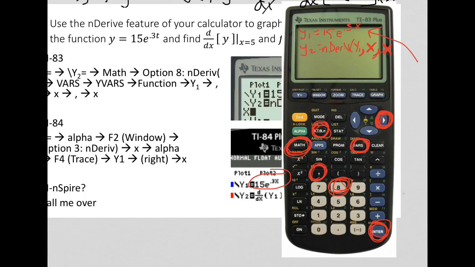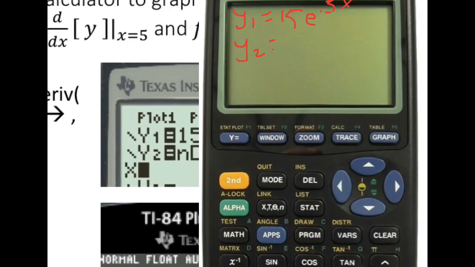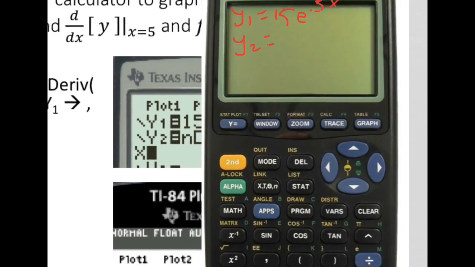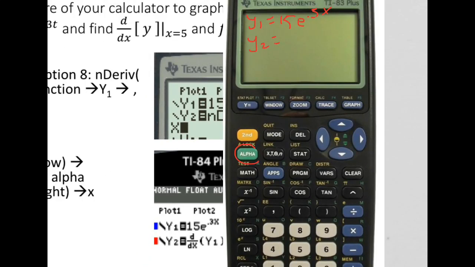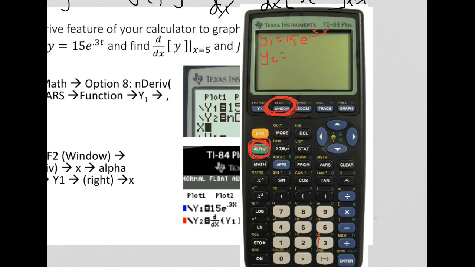But now if you are on a new TI-84, you get to do this in a slightly more convenient fashion. Same thing, make sure you have y1 entered, and then go to the slot for y2. But you have some new features. So you get to hit the alpha button first, and then hit F2, aka the window button, and a little pop-up screen will appear, and you need to choose option 3 for nDeriv.